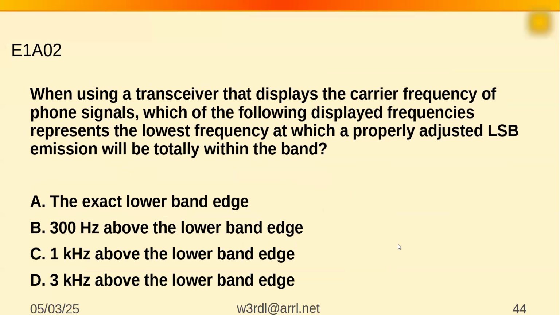When using a transceiver that displays the carrier frequency of phone signals, which of the following displayed frequencies represents the lowest frequency at which a properly adjusted lower sideband emission will be totally within the band?